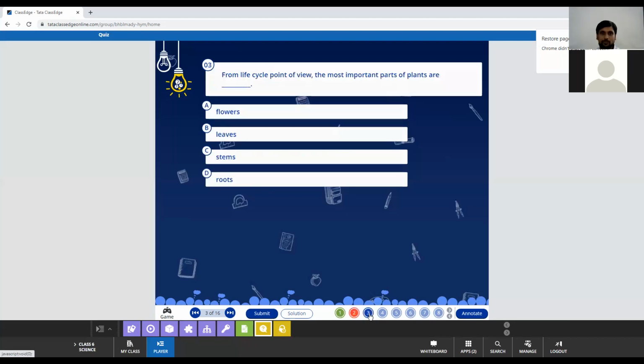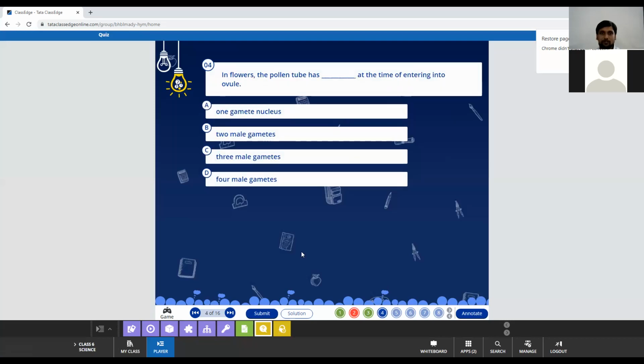Now let us go to the third question. From life cycle point of view, the most important parts of a plant are: Sir, is it flowers? Yes, it's correct.